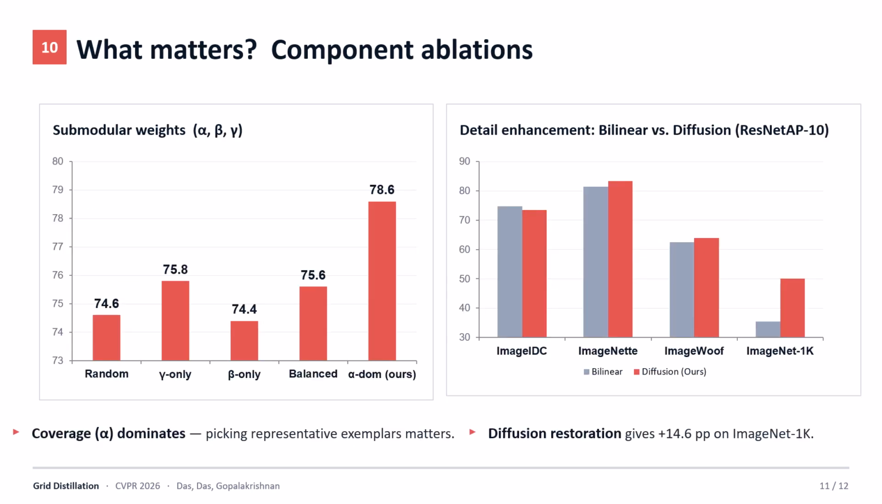Two ablations confirm what matters. On the left, sweeping the submodular weights on ImageWoof IPC20 shows that alpha-dominant configurations win. Coverage of the class manifold is the single most important criterion. On the right, replacing our diffusion restoration with simple bilinear upsampling drops ImageNet-1K accuracy from 50% down to 35%, a 15-point loss. Both stages are essential, but the win comes from combining them.